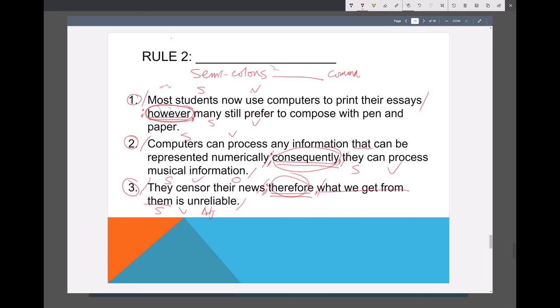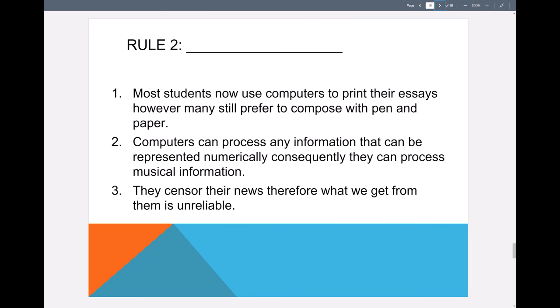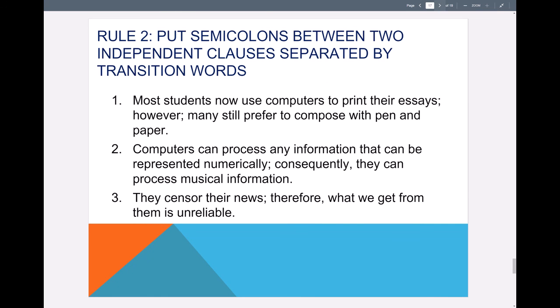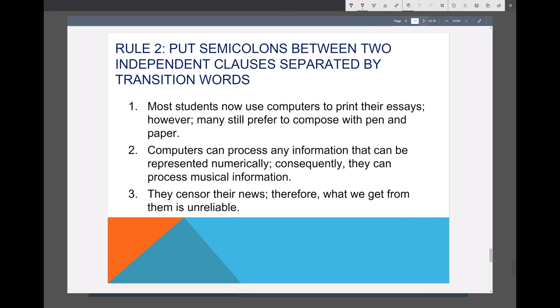So what do you think rule 2 is? What is rule 2? Well, rule 2 is we put semicolons between two independent clauses separated by transition words. So, according to this slide in the rules, you use a semicolon before and after it. See that? So, however, put a semicolon before it.